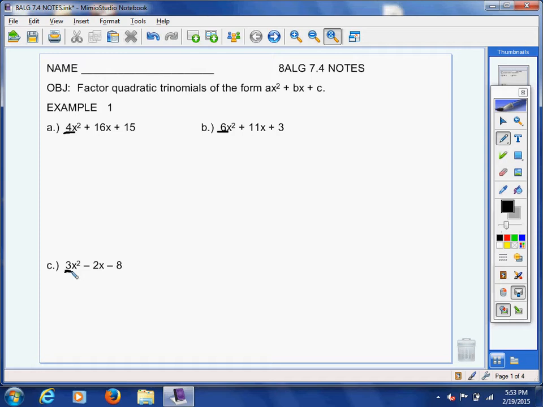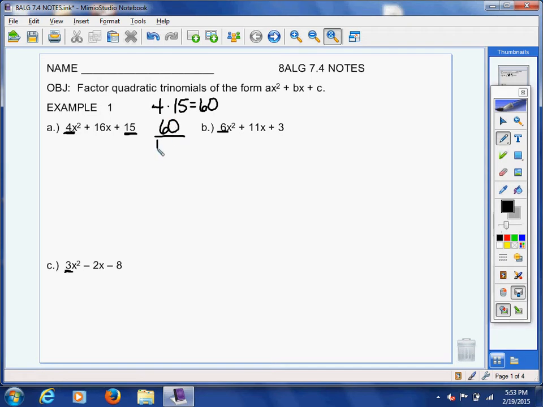First step that we're going to do here is we're going to take the coefficient 4 and we're going to multiply it times 15, okay? 4 times 15 is 60. So what I'm looking for are factors of 60 whose sum is 16, okay? That's what I'm looking for ultimately.